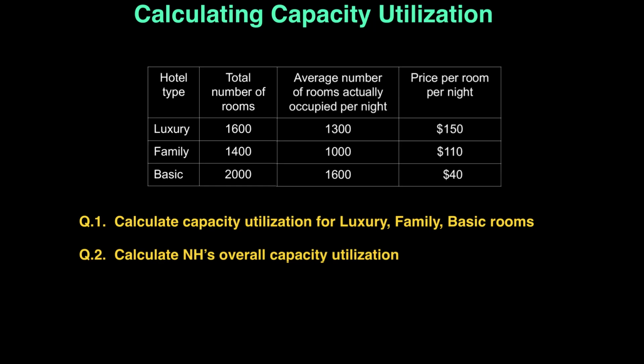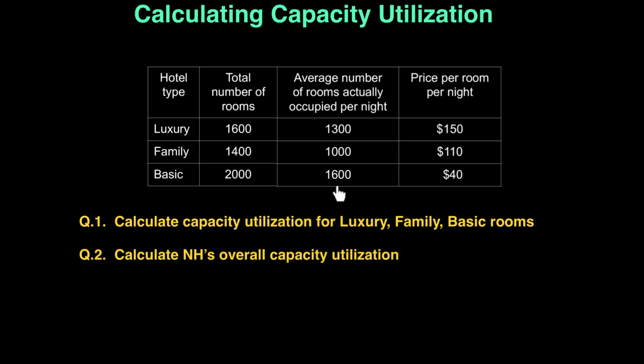Now, this last calculation is sort of like the first one, but with a little spin on it. Here we are given two questions. First, we'll have to calculate the capacity utilization for luxury, family, and basic rooms. So what we're given here is a hotel company that owns many hotels, and they have three different types of rooms: luxury, family, and basic. Now, in total, the rooms that they have for luxury is 1600, then 1400 for family, and basic 2000. They've already given us the actual occupied number of rooms per night is 1300 for luxury, 1000 for family, and 1600 for basic.